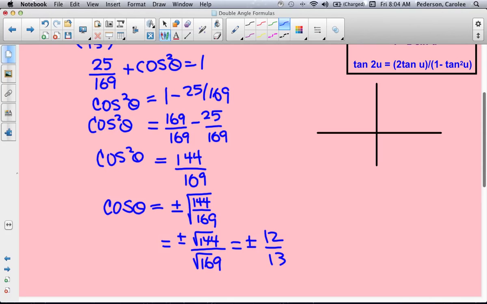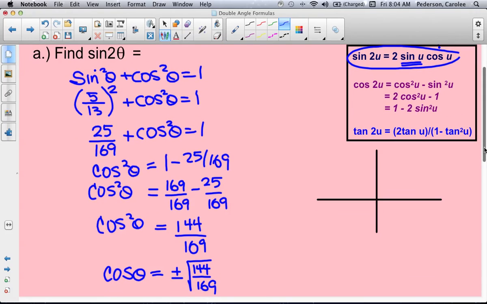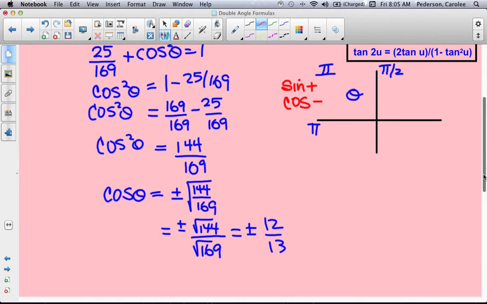Well, let's go back now to our domain. Our domain was given as pi over 2 to pi. So that falls in the second quadrant. Here's pi over 2. Here's pi. Our theta falls in here, which is the second quadrant. Remember that the sine has to be positive, and the cosine has to be negative in the second quadrant. So we're going to choose then that the cosine of theta be negative 12/13.